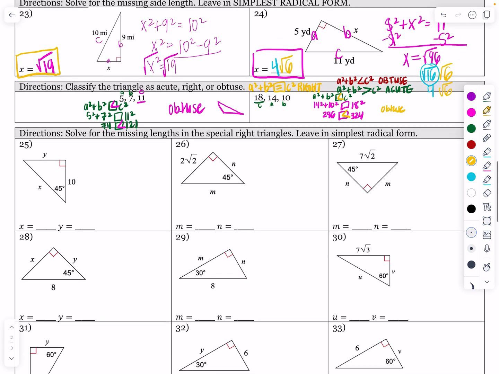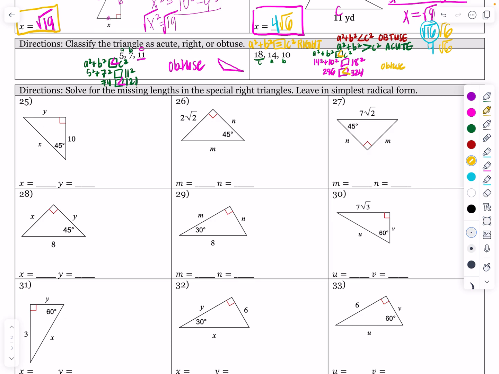All right, let's do a few of these. Solve for the missing lengths in the special right triangles. So this is interesting. They tell us in the directions that they're special right triangles. How would you know if not? You would pay attention to the angles. What are our special right triangles? We have 45, 45, 90 triangles, and then we have 30, 60, 90 triangles. So if they didn't tell us that in the directions already, we would want to make sure that we paid attention to those angles, and we're going to leave these in simplest radical form.